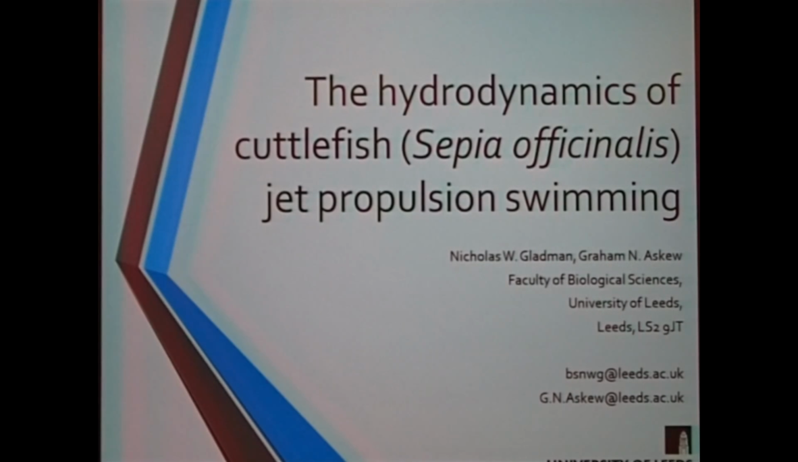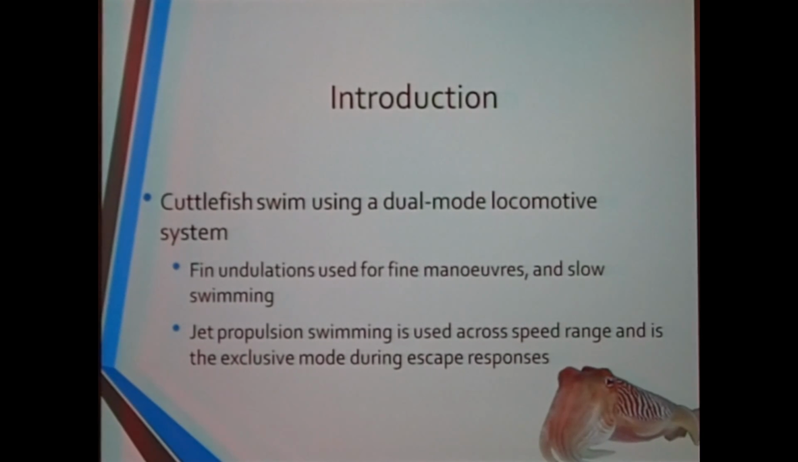So hi everyone. I'm going to talk to you about the hydrodynamics of cuttlefish jet propulsion. Cuttlefish swim using a dual mode locomotive system. This consists of undulations of the fin, which animals typically use for fine manoeuvres and during slow swimming, and jet propulsion swimming, which is used across the speed range and is the exclusive mode during escape. Cuttlefish can use these modes both independently and together, and this gives animals locomotive flexibility.